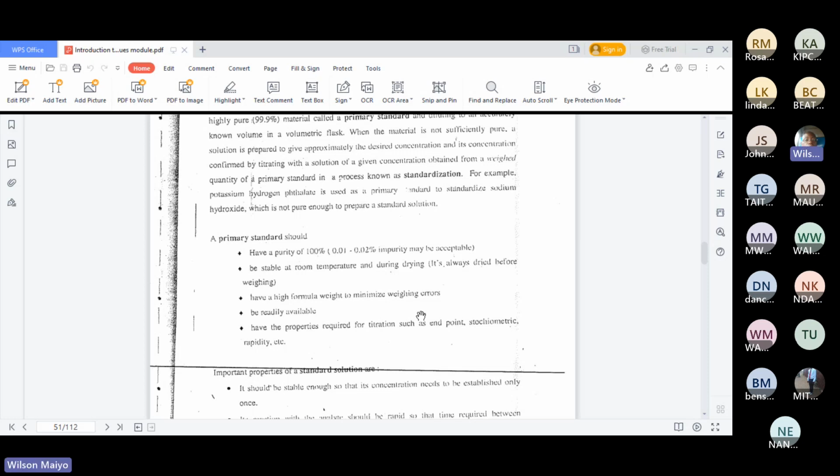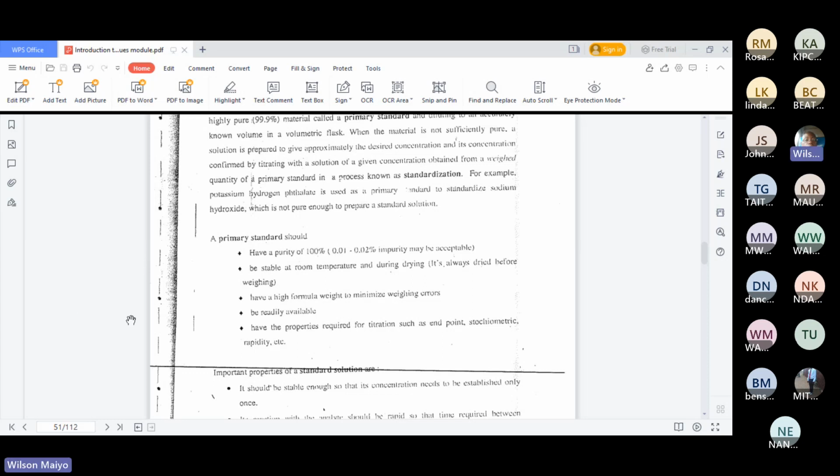The availability of a primary standard is the physical availability in the market. Number 2, in terms of the cost, in terms of how much it should be affordable, okay? Because some things can be available in the market, but you cannot afford. So when you talk of readily available, they should be available physically in the market, and number 2, at a cost that we can be able to manage, right?